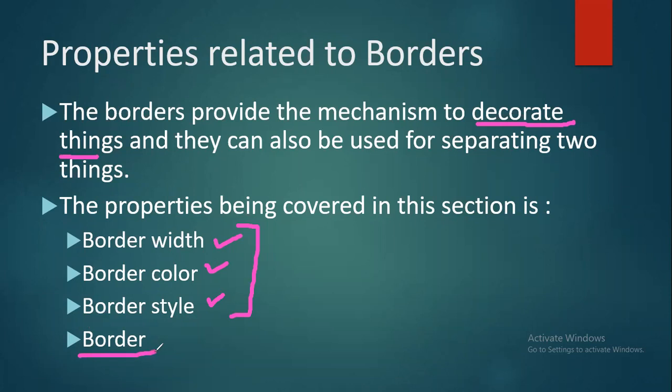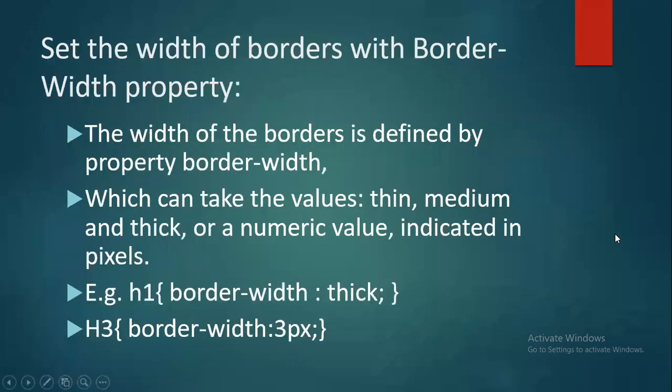Then we have the shorthand property of the border. If you want to define all these three properties together in one line, you can define them with the help of the border property. Now we'll see what the different properties are and how to set them. If you want to set the width for the border, how can you define it, and what could be the values for the border width property?